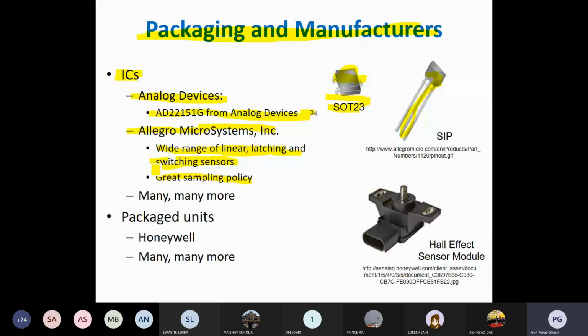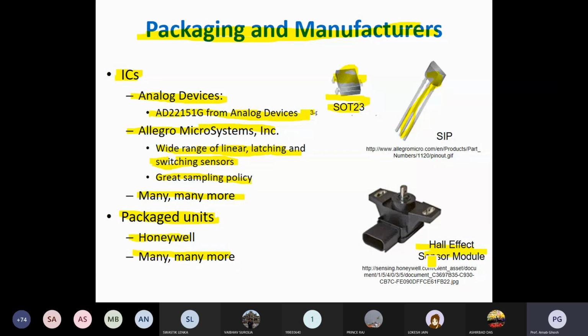Normally the sampling policy is related to converting, that means policy related to your digital transducers. Here you can see that transducers are used as analog as well as digital. That is related to your digital transducers, and many more. Different applications are there. Packaging units means different companies are there, and they are working on it, like Honeywell. Different companies are working on it. Here you can see the Hall effect sensor module, and the different diagrams are there.